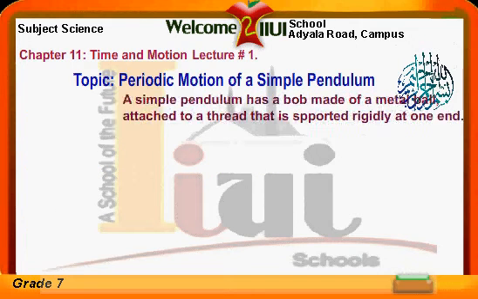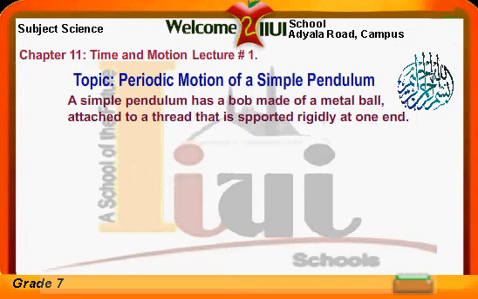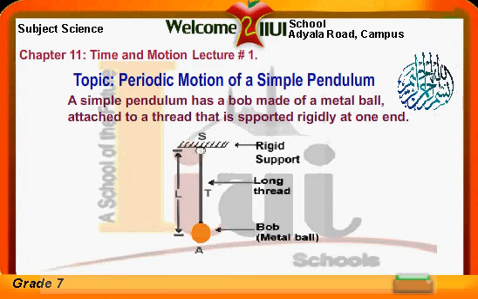Students, a simple pendulum has a bob made of a metal ball attached to a thread that is supported rigidly at one end. With the help of a diagram, I'll explain to you the construction of a simple pendulum.